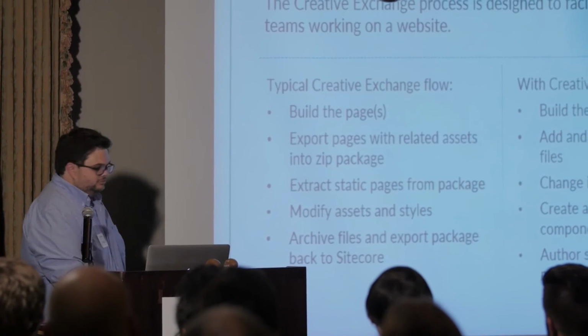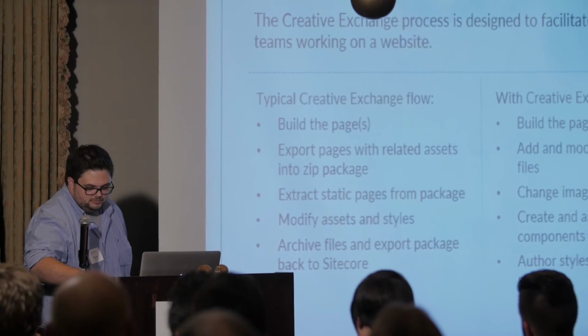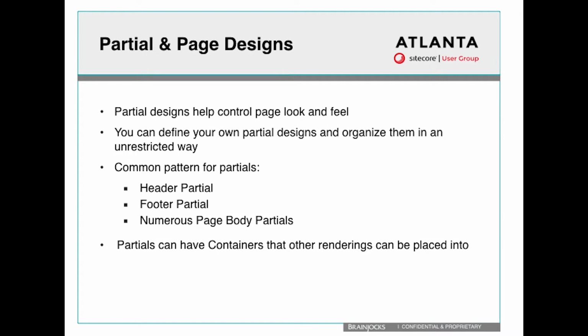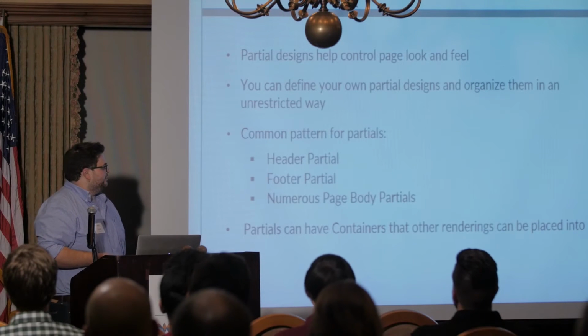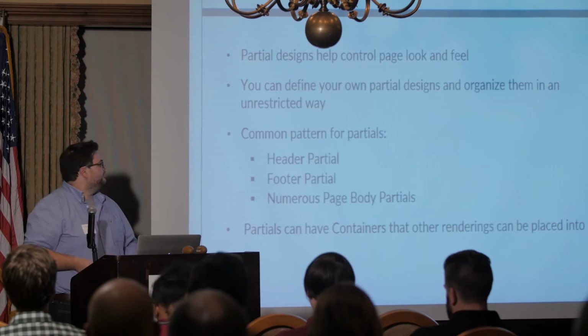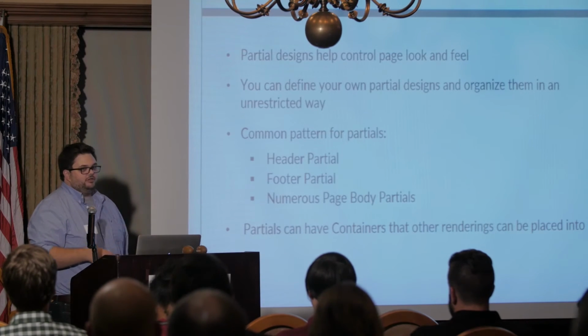Let's go on and let's talk about, where's the clicker? Here we go. Let's talk about partial and page designs. So oftentimes with your Sitecore sites, you have to define a header, you have to define a footer, you have to define many different body styles, like maybe a 2-column layout where the right side is wide and the left side has a rail in it and things like that. And oftentimes you want all of your product pages or your news pages to have the same look and feel. Partial designs and page designs are how you achieve that, right?